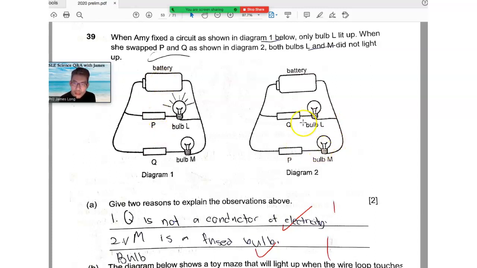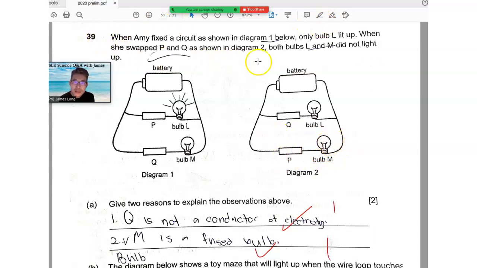They swap these two positions. Now the original bulb L doesn't light up anymore. Why? Or these two, they swap it. So that means something is wrong with Q, right? So what is Q? Q is an insulator of electricity, or you can say it's not a conductor. And the other thing is, even if you move the conductor, P must be a conductor of electricity, right? You move it here, it still didn't light up. Means there's something wrong with the bulb.